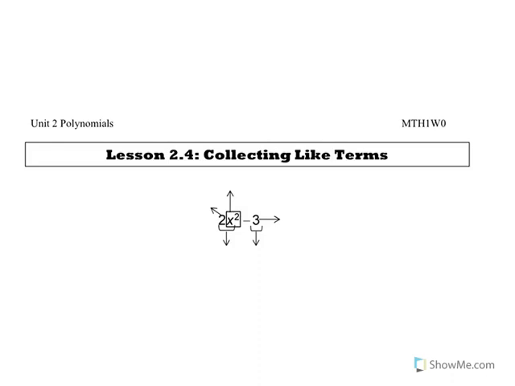This is lesson 2.4, and we're going to be talking about collecting like terms. So let's go over some of the vocabulary, some of the nomenclature again. Here's an expression. It has two things separated by a minus. Each of those things is called a term. So we have two terms, which makes it a binomial because there's two of them.